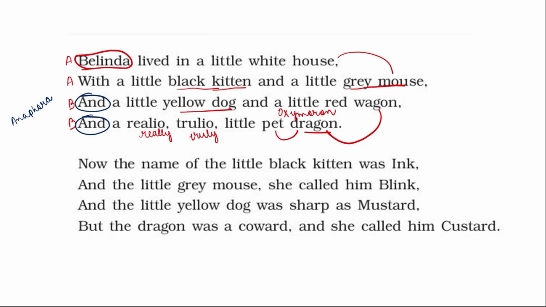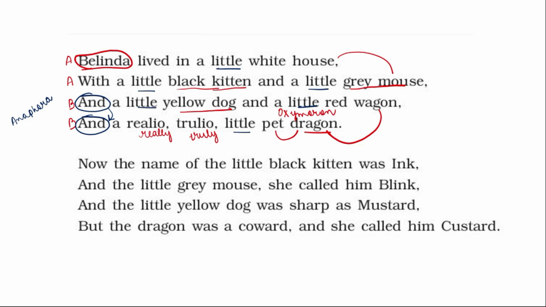And if you see, anaphora is used where the repetition of the word is in the beginning of the line and it is also repeated in the next line. Also, there is repetition of the word little everywhere in the stanza.